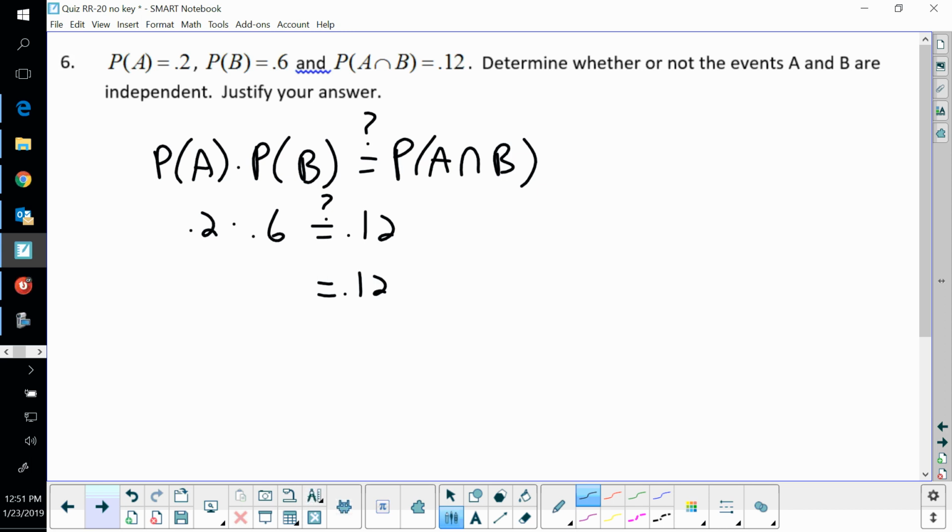Now, if we had fractions, we'd want to make sure we type in each of them to see what they reduce to. On the left, when we multiply, we get 0.12. They do check out. This was the test for independence, so this would mean they are independent when they are equal. So we just need to write independent. Remember, if it says justify, that can always be done with either mathematical work or writing. If it says explain, you need to have at least one sentence.